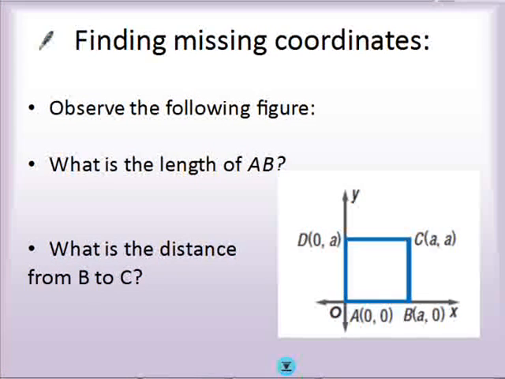Next page. The missing coordinates. What we're going to do is observe the figure just by looking at it. So consider that done. What's the length of AB? How far is it from this point right here to this point right here? The way to know the distance is just by looking at the x value. We went from 0 to a. So the length is a, lowercase a. What's the distance from B to C? Well, from B up to C, we went from 0 again to a. So the distance there is just the lowercase letter a. No problem.